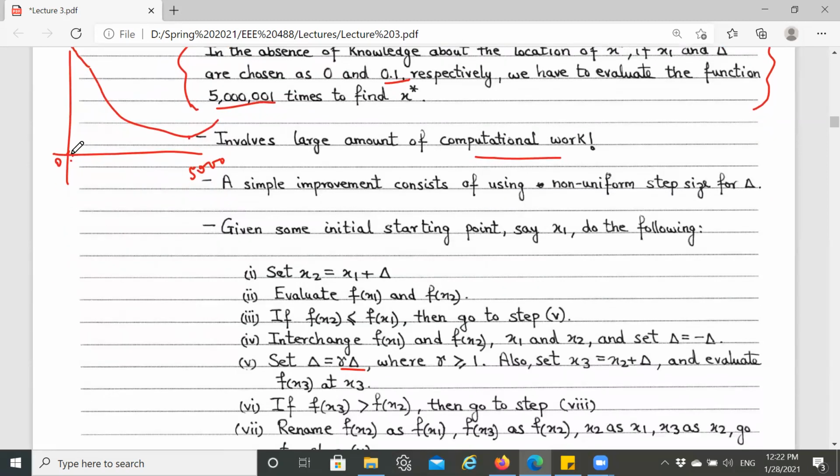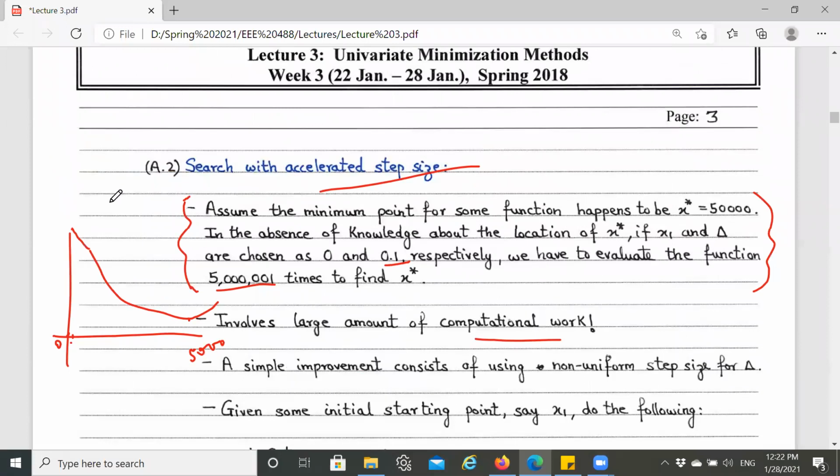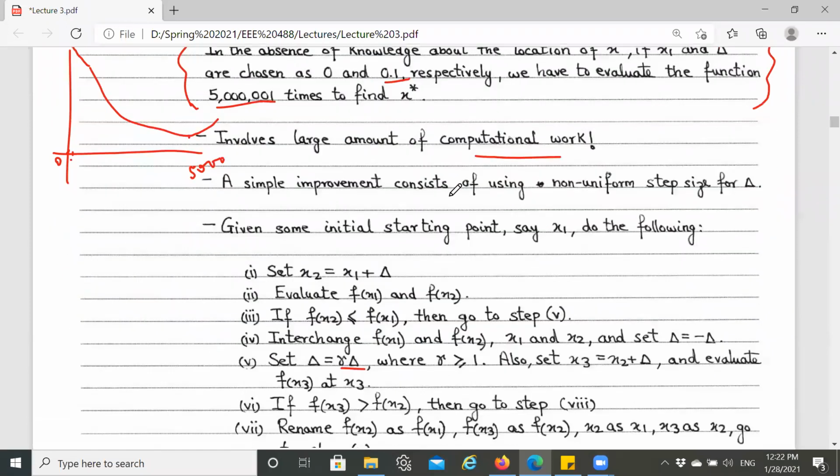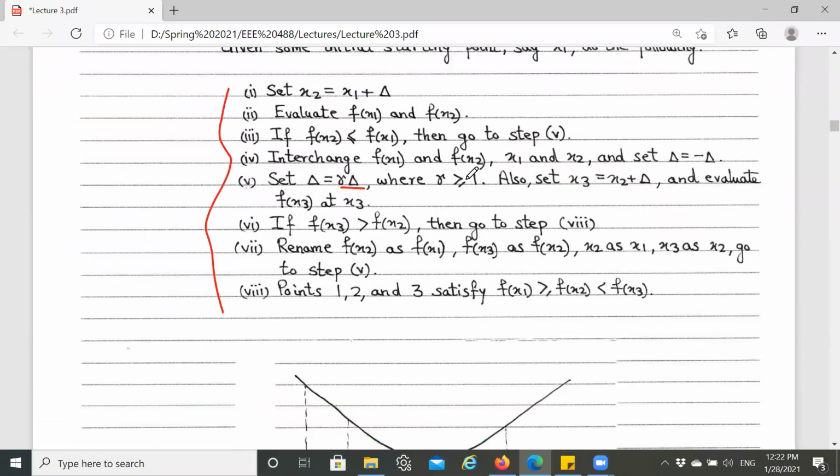If I know that this is very far away, why don't I take a bigger step instead of taking smaller steps? So the idea behind this is that as long as you are far away from the local minimum, you take big steps. While you approach the local minimum, you reduce the size of your step. That is the intuition behind this approach, and it is known as accelerated step size. It is basically the same as what we have seen so far, except that instead of having delta fixed, delta changes every time. So it is some function of gamma, where gamma is some value greater than 1.